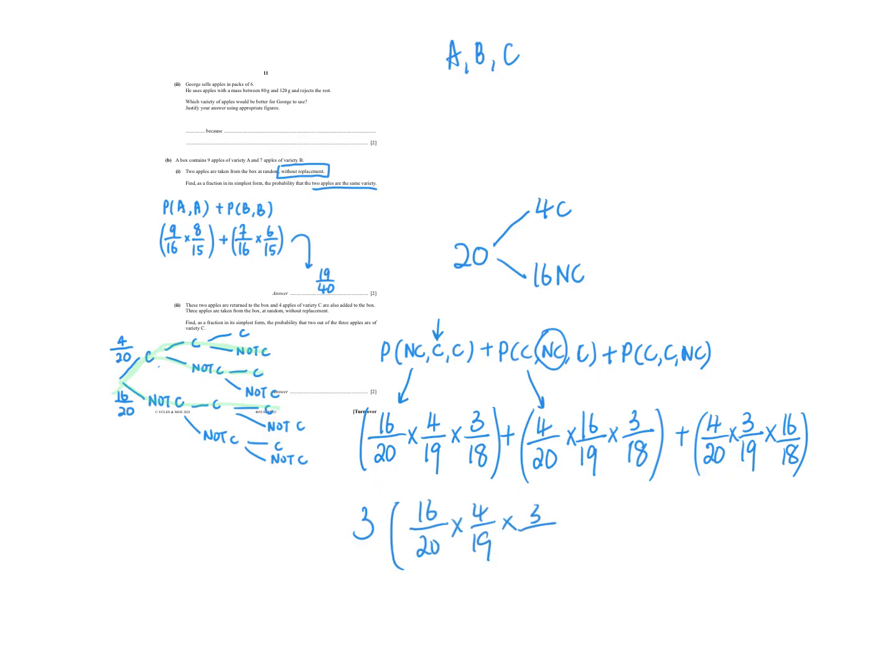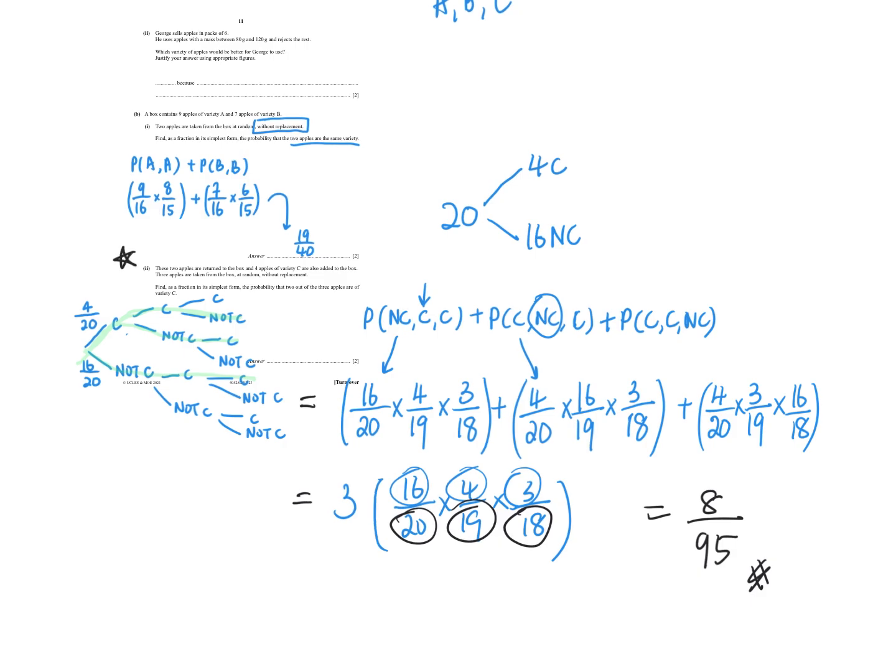The numbers on top don't matter, which order doesn't matter, as long as I see a 16, a 4 and a 3. The bottom must be 20, 19, 18. So it's the same as 3 of them. So the answer is 8 out of 95. Okay, so by now, I hope you realize that this kind of question, usually probability just tests like that. Not very scary, must-get-the-marks kind.